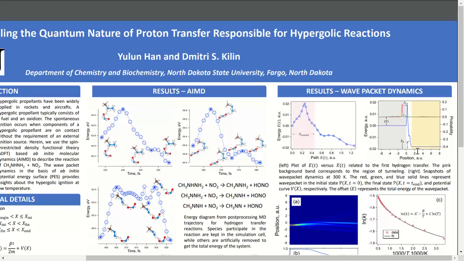Here I show an example. This is wave packet dynamics at room temperature. The red is the initial state, and the green is the final state. Initially, the center of the Gaussian wave packet is at -1 atomic unit of position, and as time goes by, the nuclear wave packet moves towards the positive direction. Finally, we can see some of the wave packet passes through the barrier, but the majority is just reflected back.